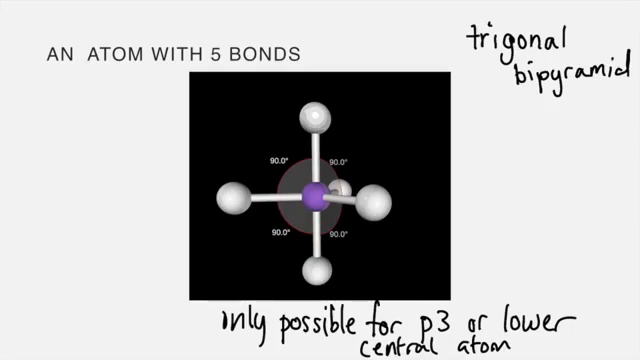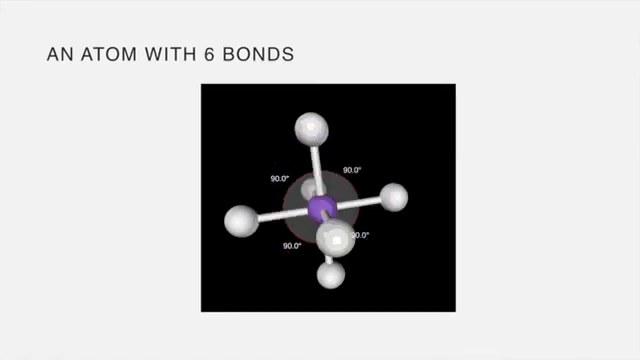It's called a trigonal bipyramid because if you were to connect all of the atoms together, you can see it sort of makes a pyramid shape, but it's like 2 pyramids stuck together. So it's called that because there's 2 pyramids. Trigonal bipyramid, bi means 2, so that's why it's called that. So that's 5 bonds. Now if you have 6 bonds, again, this is only possible for central atoms that are in the 3rd period or lower.